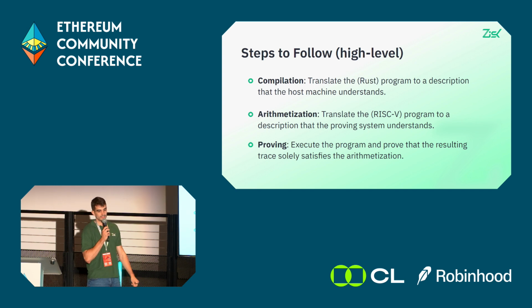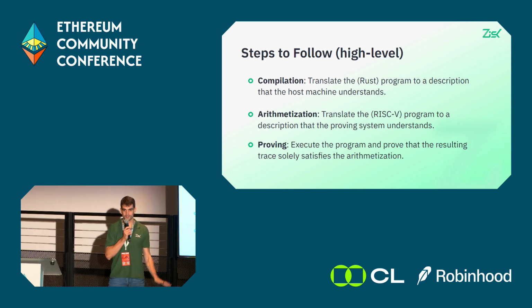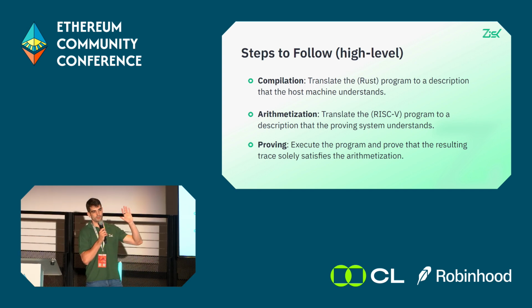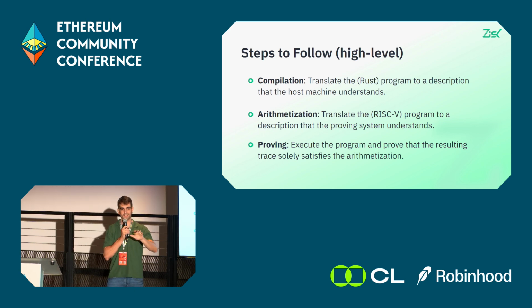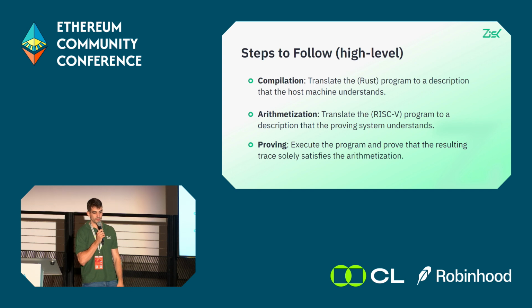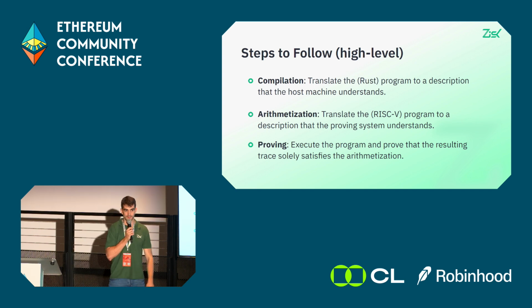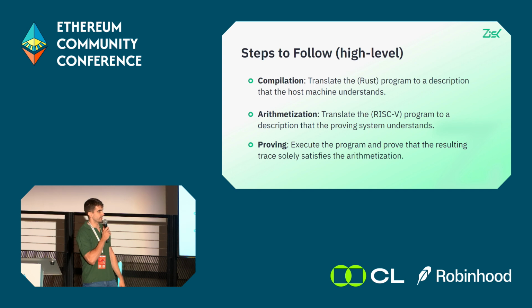In order to do that, I'd like to describe it at a very high level, like a three-step process. The first one is what I like to call the compilation step, in which you have to translate the program description in the high-level language to a description that the machine you are working on understands. This is the traditional compilation from programming languages. For example, with a Rust program, the traditional way of doing this transpilation is by compiling it down to RISC-V opcodes.